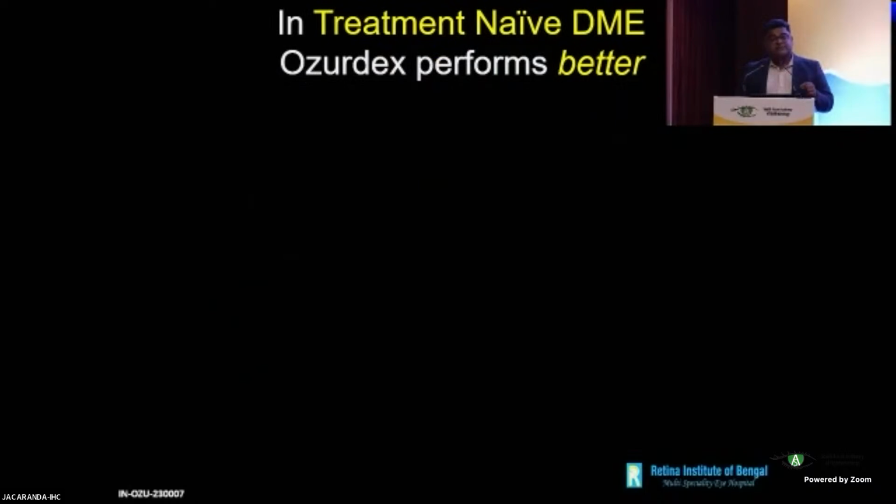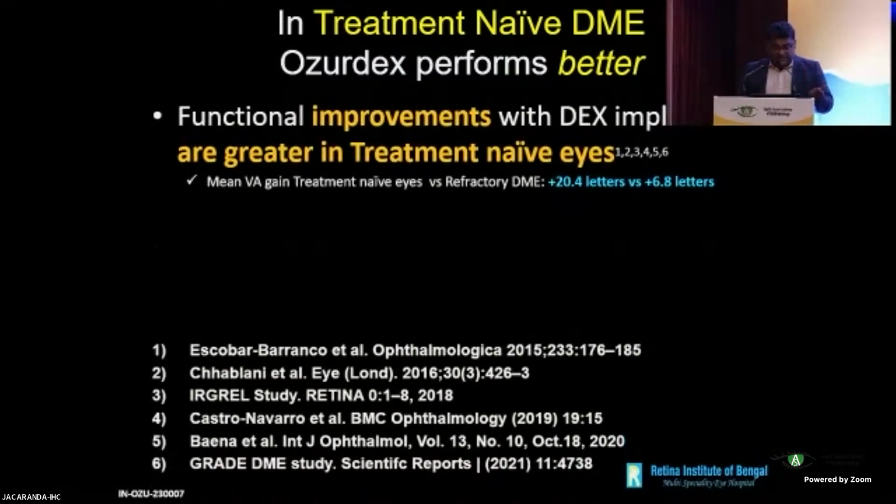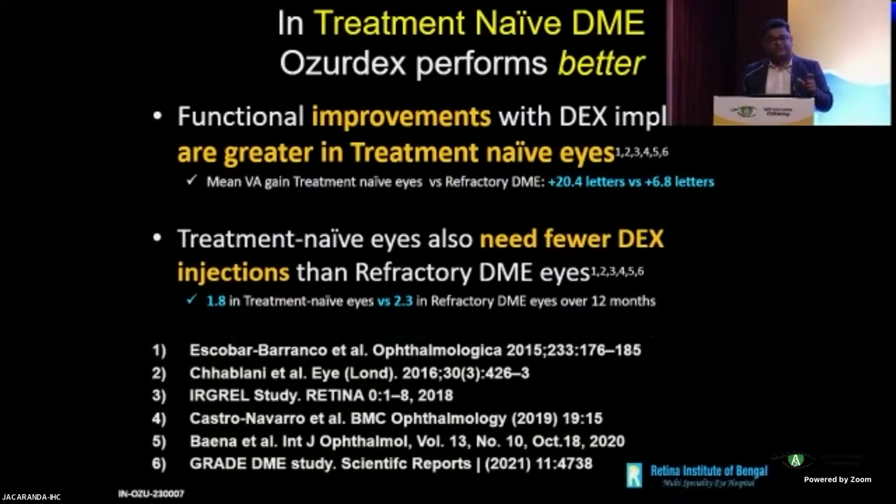And the results, when we are comparing refractory DME treated with Ozurdex with treatment-naive cases treated with Ozurdex, are always better in the treatment-naive DME cases. As expected, the functional improvements are better with Dex implants in treatment-naive cases. Moreover, the number of implants required to treat treatment-naive cases with Ozurdex is significantly less than that required for refractory DME cases.